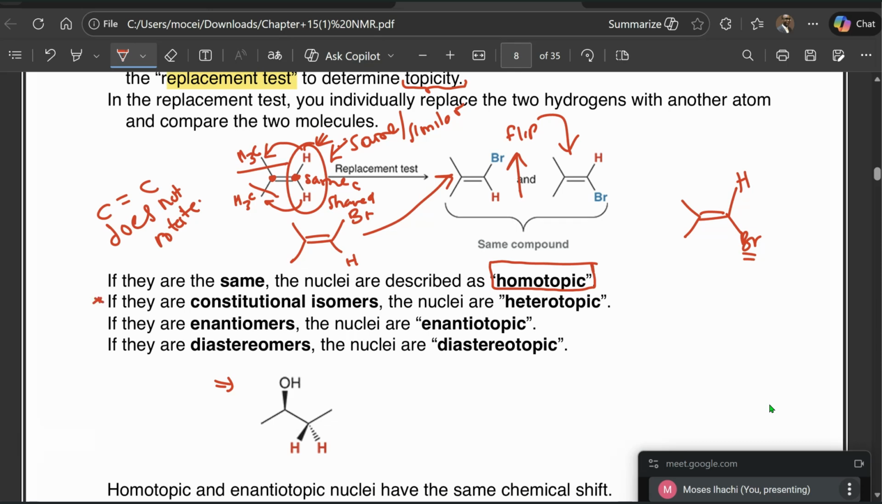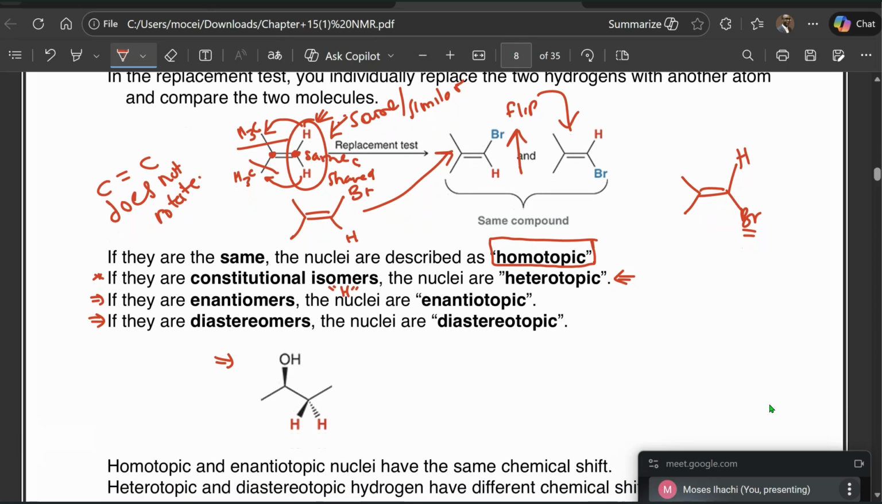Constitutional isomers and heterotopic. That one just tells you that you have... We'll talk about that. It's coming. I don't want to explain it right now because it's not very common. Let's talk about what is common. These two. If they are enantiomers, the nuclei are enantiotopic. Remember, when they're talking about nuclei, they're talking about protons, because the protons have nucleus. And those nuclei affect the electrons, and those electrons are affected by the magnetic field. So let me just use the rest of the time to explain these two.